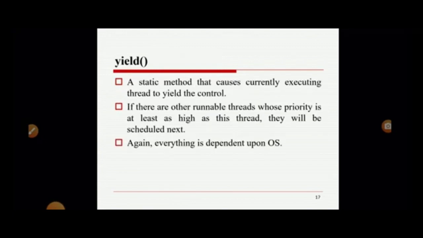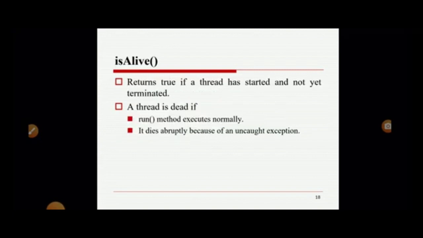And what is the use of the yield function? It is a static method that causes the currently executing thread to yield control. If there are other runnable threads whose priority is at least as high as this thread, then they will be scheduled next. Again, everything here depends on the operating system. All the scheduling concepts and priority are based on the operating system. And the isAlive function returns true if the thread has started and not yet terminated. If the thread is started and the process is not yet terminated, the isAlive function returns true. If a thread is dead, it returns false.